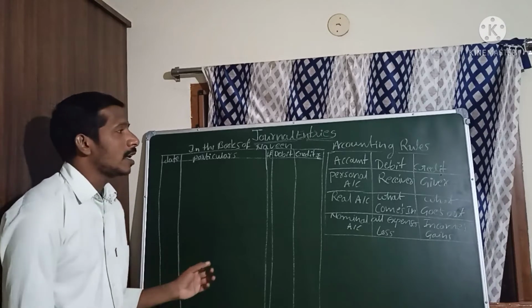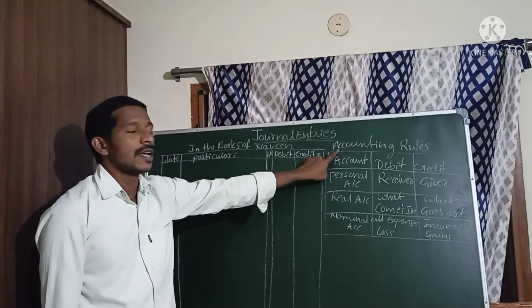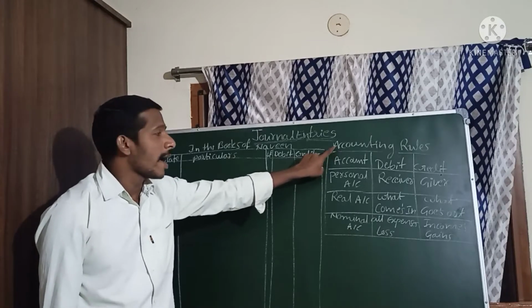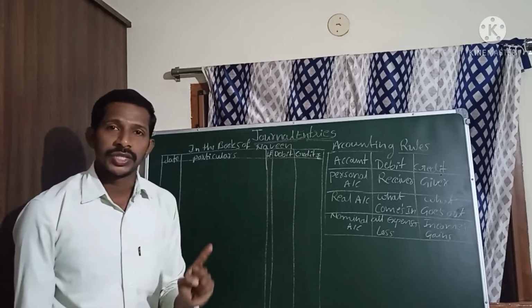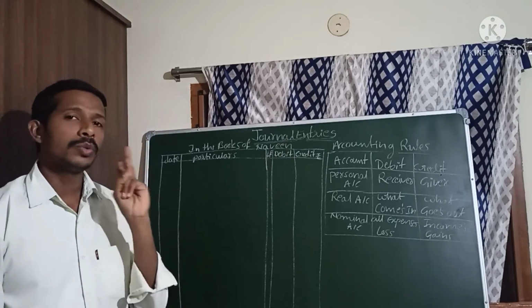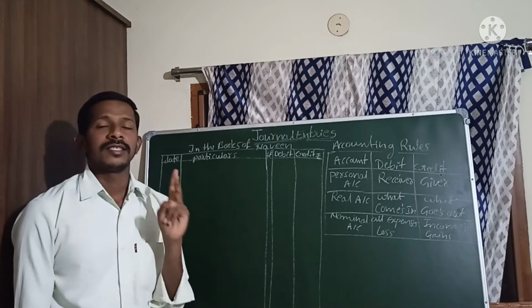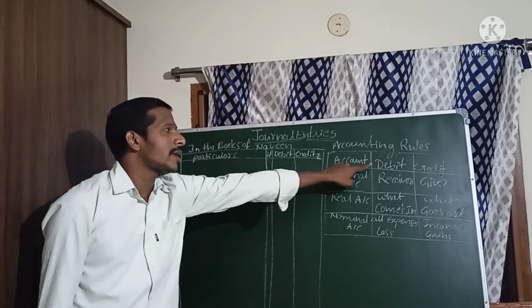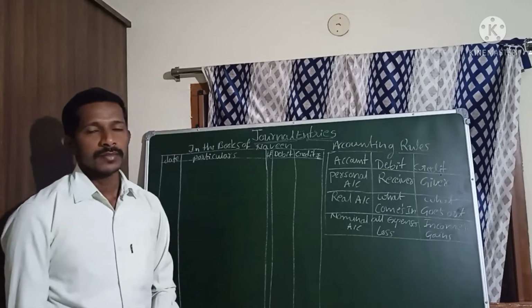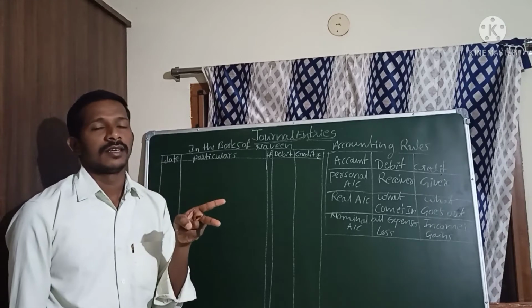And here you can see, first of all, you should know about the accounting rules. According to the dual aspect concept, every transaction we are dividing into two aspects. How many aspects? Two aspects. One is the debit aspect, the second one is the credit aspect. It means one transaction we are writing in two ways.